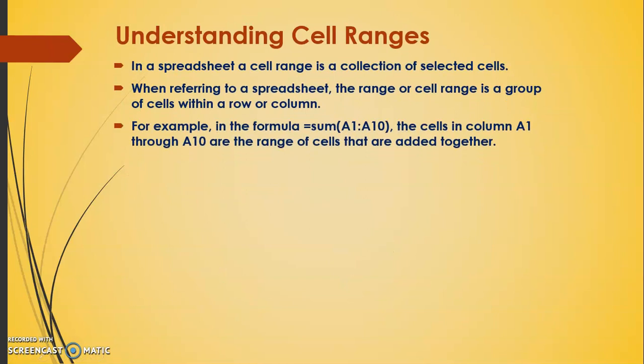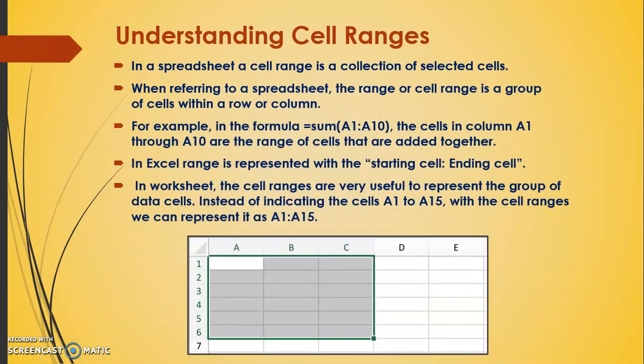Now understanding the cell range. Students, when you select a continuous block of cells, see here in this figure I have shown you, this is an Excel screenshot. I am selecting the cells from A1 to C6. So I am forming the shape of a rectangle. So it is a continuous block of cells. When a continuous block of cells is selected in Excel, it is known as a cell range. A cell range can be either horizontal, vertical, or in the shape of a square or rectangle.